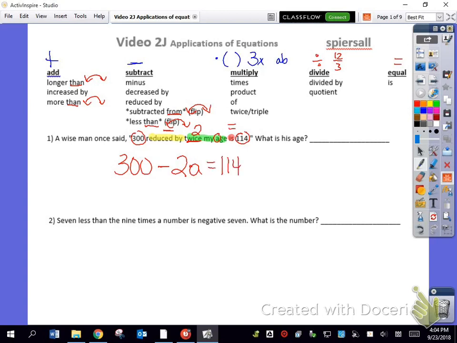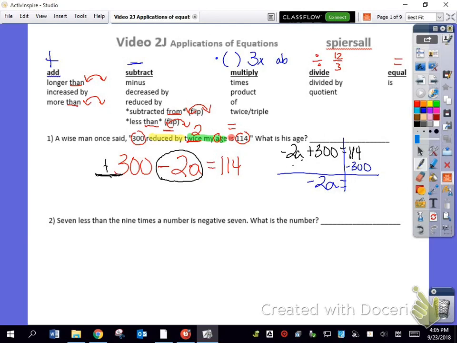Now, I'm going to set it up to solve it. I'm going to look in front of the 2a, that is a negative 2a. Look in front of the 300. If there's not anything there, it's like a plus. So plus 300 equals 114. Now, the opposite of adding 300 is to subtract 300.